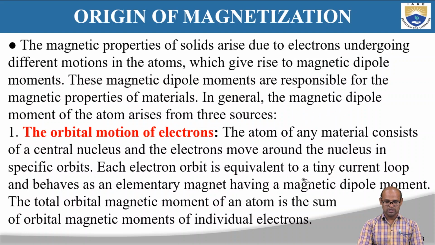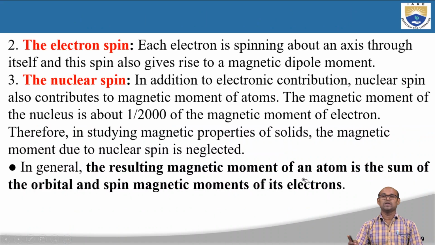This is the first source of magnetization of a material, which comes from the orbital motion of electrons. Let us go to the next source, which is the spin of electrons. Each electron is spinning about an axis through itself, and this spin also gives rise to a magnetic dipole moment.